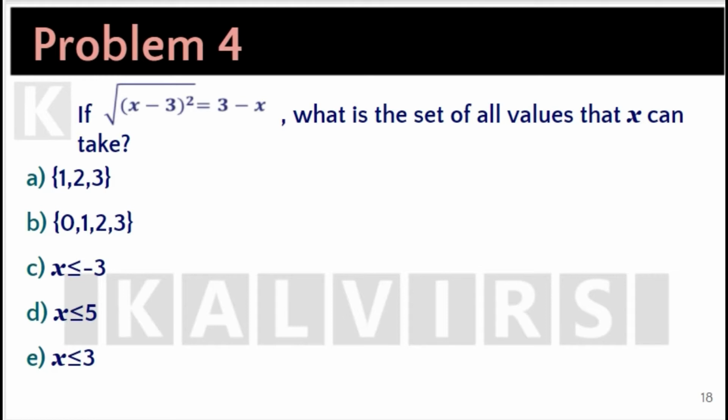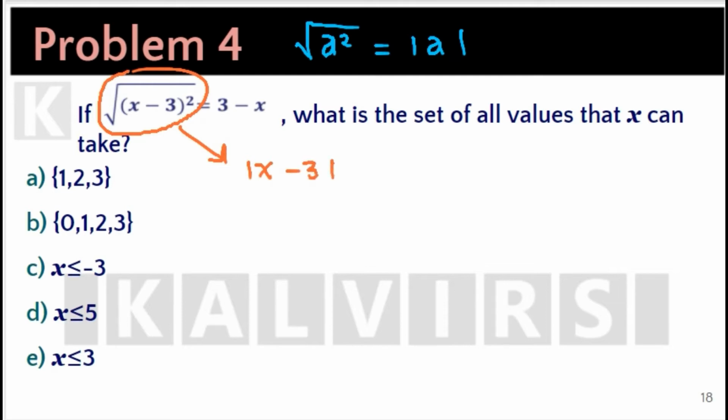If the square root of x minus 3 squared is 3 minus x, what is the set of all values that x can take? So first of all, according to absolute value properties, the square root of any real number squared is equal to the absolute value of the number. Therefore, this is equal to the absolute value of x minus 3, and now we have that the absolute value of x minus 3 is 3 minus x. Since we don't know the sign inside the absolute value, we have two different cases.